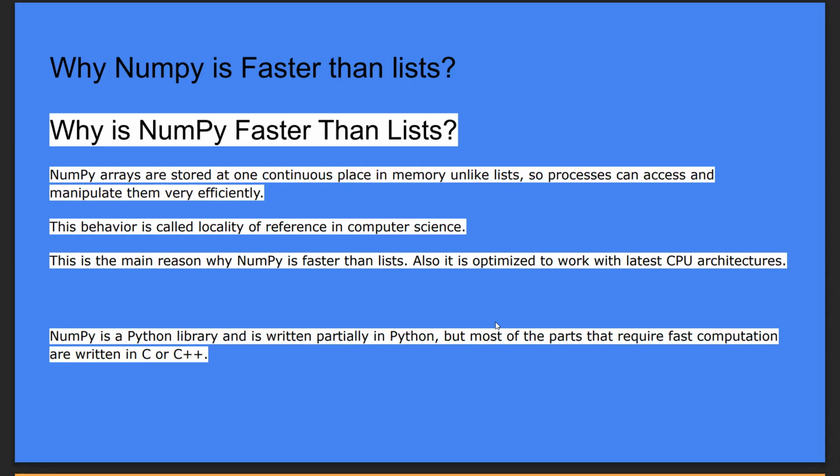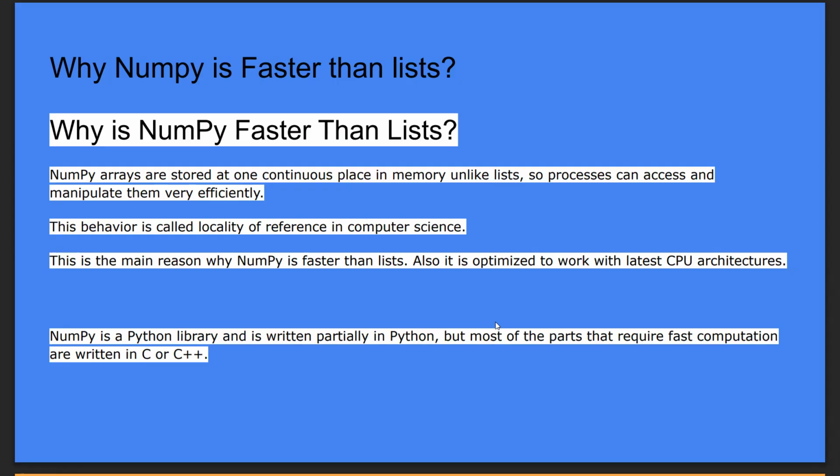NumPy arrays are stored in a continuous place in memory, unlike lists. Whatever NumPy arrays we create, those numbers will all be stored in a continuous place. But coming to lists, they will not be stored in a continuous place. They will be stored at various places.